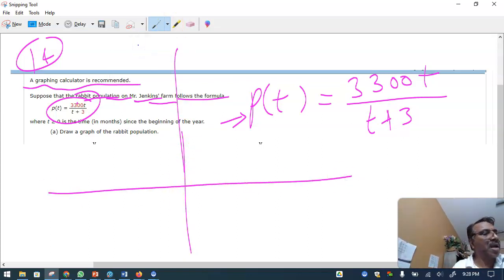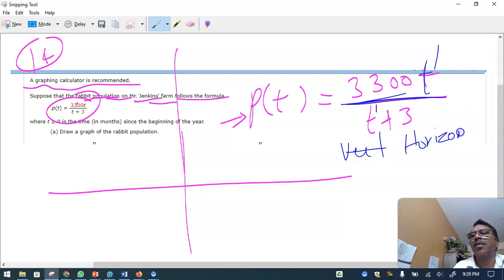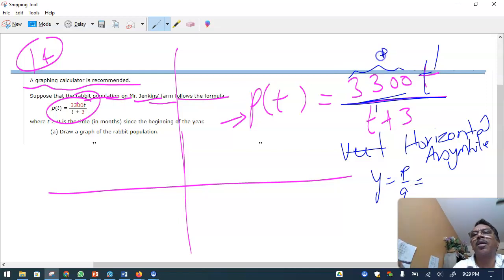So easy. The first question they're asking is to draw a graph of the rabbit population. By just looking at this, the numerator has degree 1 in t, and the denominator also has degree 1. So there is a horizontal asymptote. When the degrees of the numerator and the denominator are the same, the formula is y equals p over q, where p is the number that multiplies t on top and q is the number that multiplies t on the bottom. So p over q is 3300 divided by 1, and that's the equation of the horizontal asymptote, 3300.